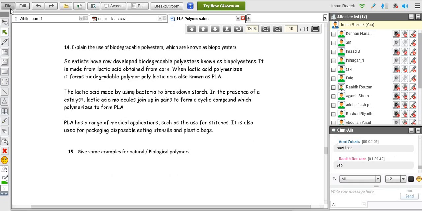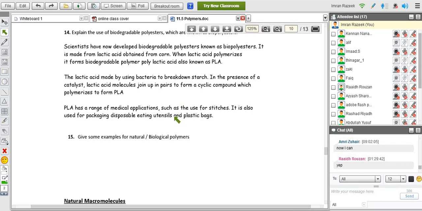So as a solution, scientists have now developed biodegradable polyesters. They are biopolyesters. As I mentioned, it is made from lactic acid obtained from corn, and when lactic acid polymerizes, it forms the biopolymer polylactic acid, also known as PLA. After some time, this can be broken down by bacteria, because it's basically a starch. Corn is used there, so the bacteria which break down starch will act on the lactic acid molecules, and eventually it gets decomposed.